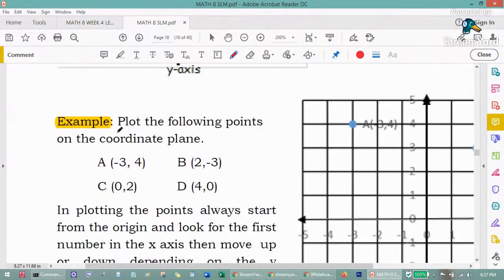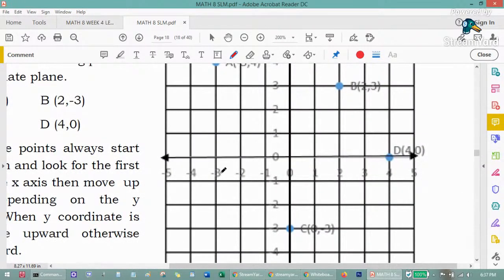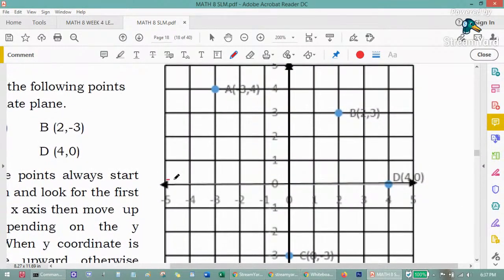So, meron tayong example dito. Sabi is plot the following points on the coordinate plane. So, nasaan daw yun? Letter A, negative 3 and 4. So, this is negative 3. This is x, negative 3. And this is y, positive 4. So, tingnan muna natin yung x, negative 3. This is x. Ito yung x natin. This is the x-axis. Nasaan ang negative? Where is the negative 3 of x? This is the negative 3 of x.